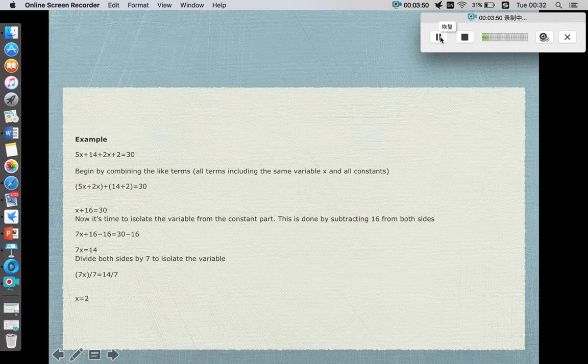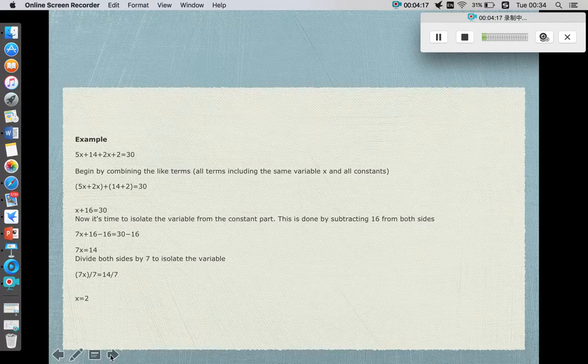Please look at this example. At first, we reorder the equation. Then we subtract 16 on both sides. Then we divide by 7 on both sides. Finally, we get the answer, which is 2.